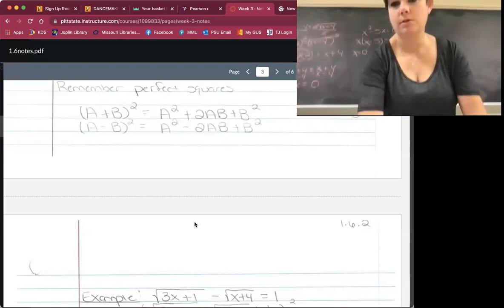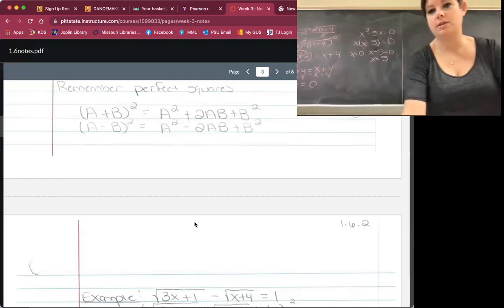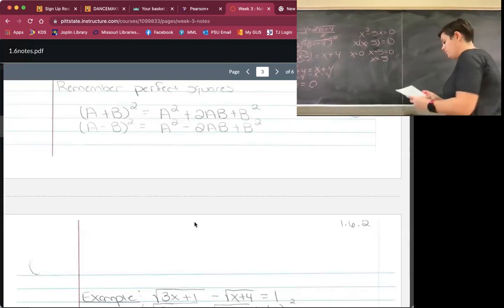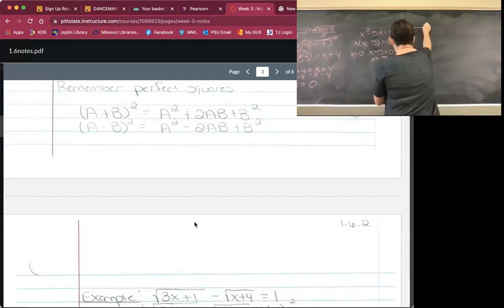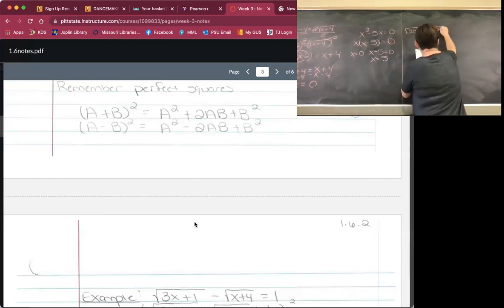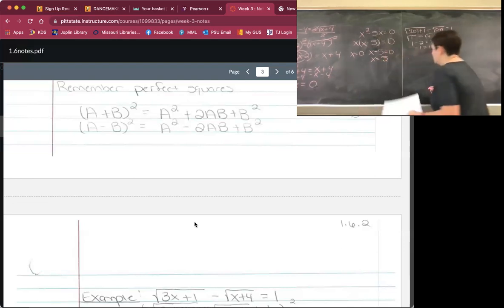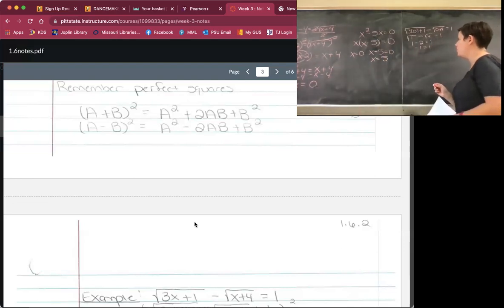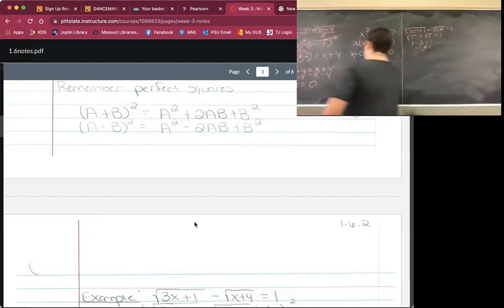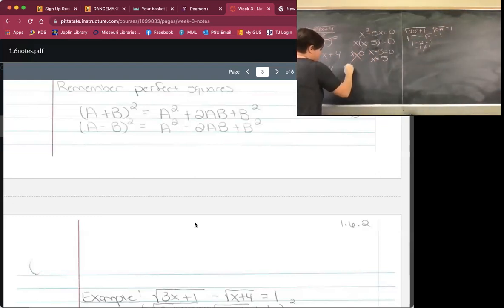So we are going to check 0 and we're going to check 5. So the original problem, anywhere there's an x, I'm going to put a 0. We get the square root of 1 minus the square root of 4 equals 1. 1 minus 2 equals 1. Negative 1 equals 1. Is that true? Does negative 1 equal 1? No. That means 0 is an extraneous solution.